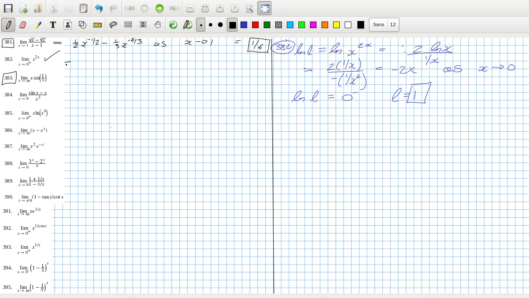This here is going to be the same as the limit as x goes to infinity of x times 1 over x, because as x approaches infinity and this vanishes, sine of a small quantity behaves like the small quantity, so this will become 1. Okay, 384.